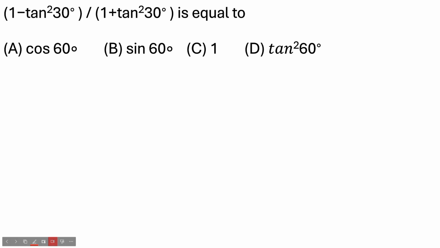So this is the first question. 1 minus tan square 30 divided by 1 plus tan square 30 is equal to. So this is only a 1 mark question. No need to spend much time on this.